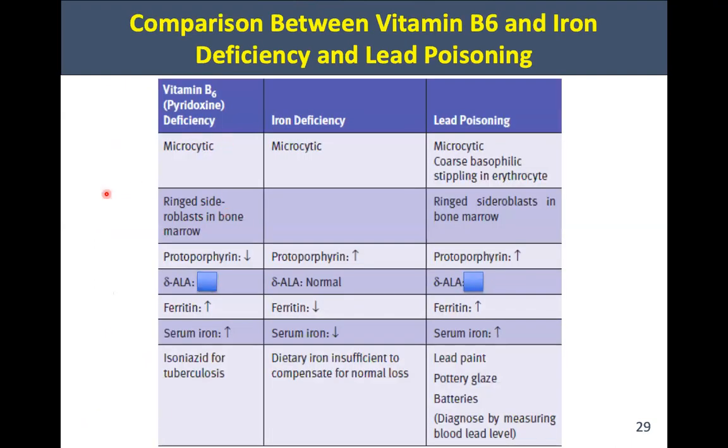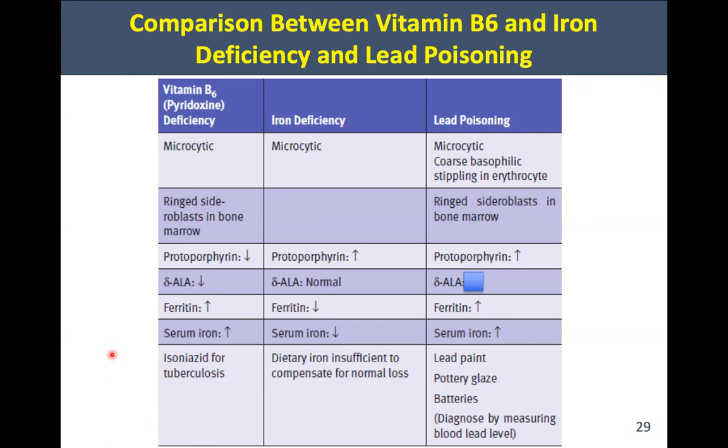Okay, so let's do some application. We talked about vitamin B6. Try to think, is the delta ALA going to be increased or decreased in vitamin B6 deficiency? It's going to be decreased, right? Vitamin B6 is a coenzyme for ALA synthase. And if I don't have ALA synthase, I can't synthesize ALA, therefore decreased levels of delta ALA.